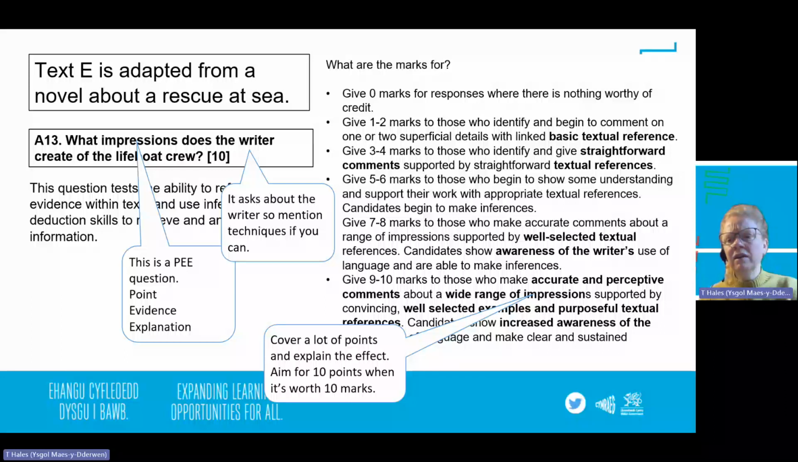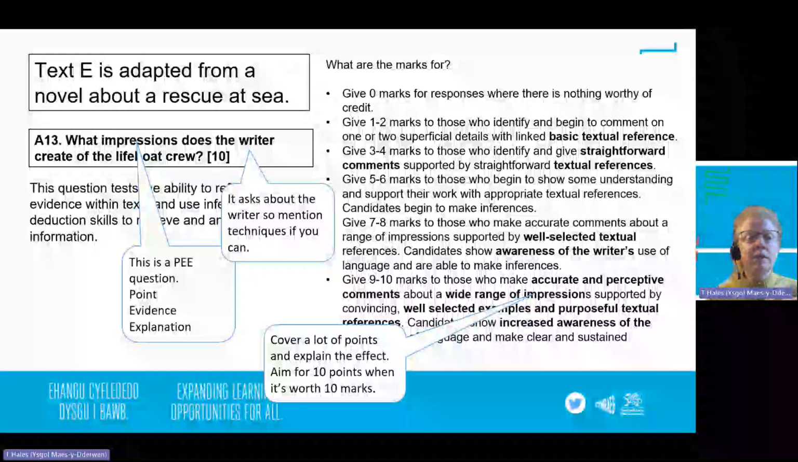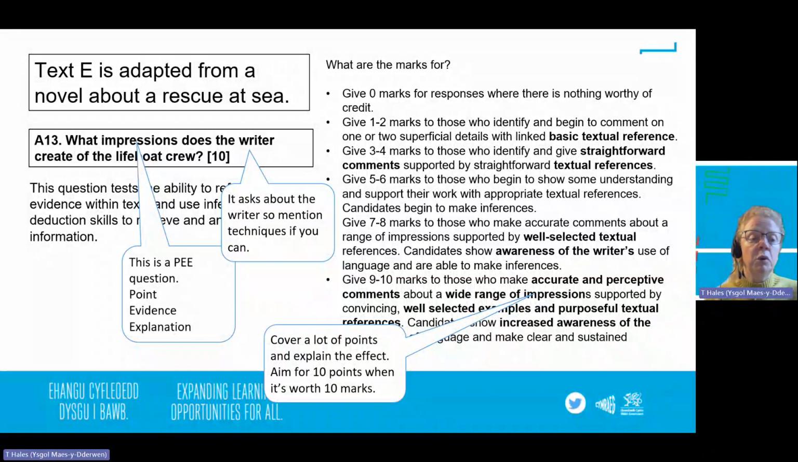We're using P in this one, and I'm sure your teacher's probably talked to you about P already. P is point, evidence, explanation. So you make a point about the impression that you're given of the lifeboat crew. You find a quote which creates that impression. You then explain how that quote shows that. It doesn't need to be a massive long explanation, but you need to be justifying your choice of that quote.